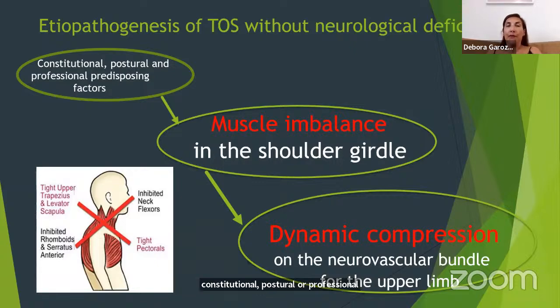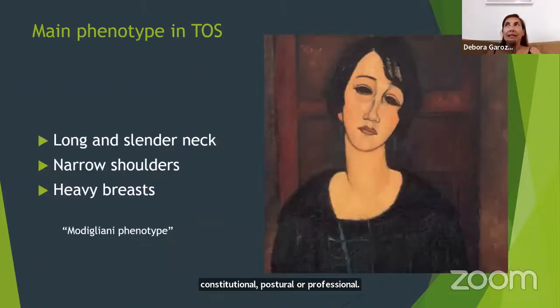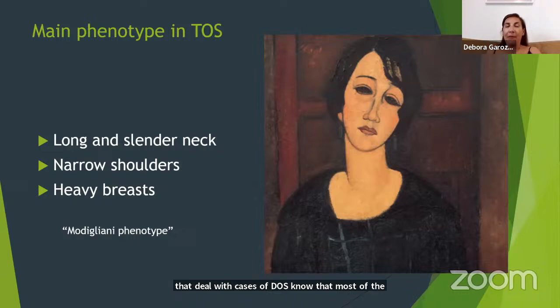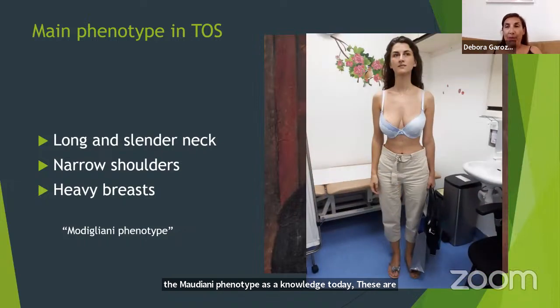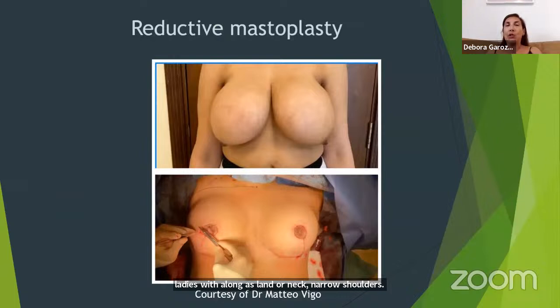Concerning the constitutional factors, I think all of us that deal with cases of TOS know that most of the female patients present a typical phenotype that I call the Modigliani phenotype as an homage to the Italian painter. These are ladies with a long and slender neck, narrow shoulders, and especially heavy breasts. And this is one of the reasons why I very often strongly recommend a reductive mastoplasty for these ladies, especially if I see them in the initial stage of the syndrome.